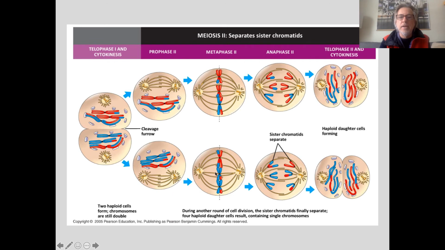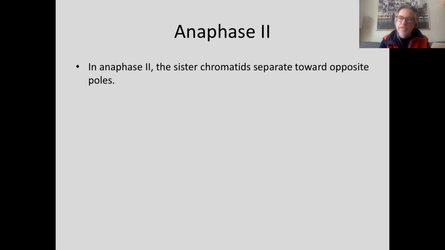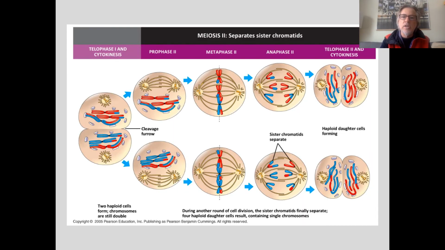Here are the replicated chromosomes lined up on the metaphase plate, and it's showing you what's happening in each of the two cells that were produced by meiosis I. In anaphase 2, I bet you can guess what happens. Yep, the sister chromatids separate towards the opposite poles. You can see it looks just like mitosis on a haploid cell.